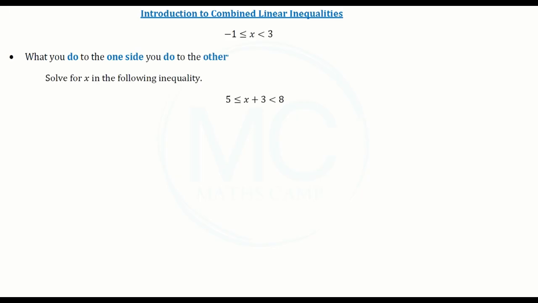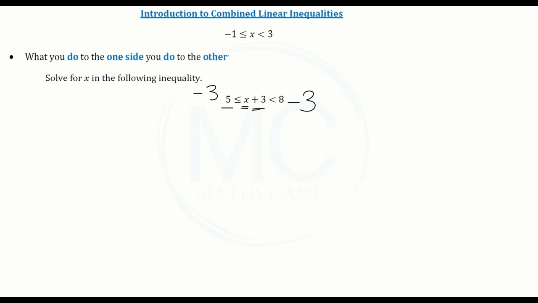Solve for x in the following inequality. 5 is smaller than or equal to x plus 3, which is smaller than 8. Now, the aim here is to get this x value by itself. And what we do to the middle of the inequality, we do to both sides as well. So, to get x by itself, let's subtract this 3. So we can say minus 3 on this side and minus 3 on this side as well.